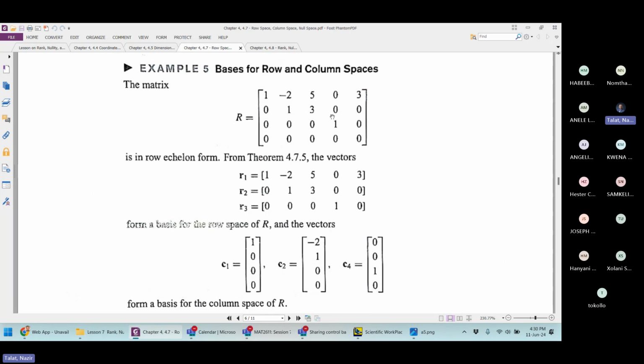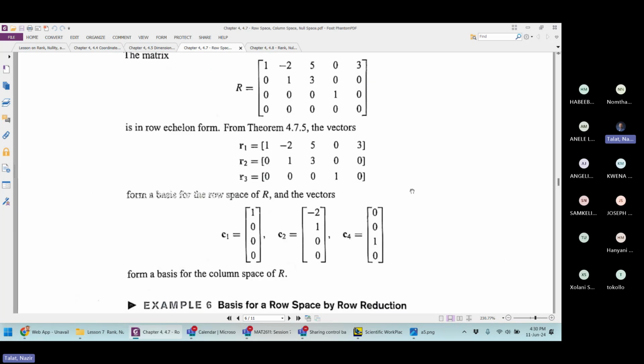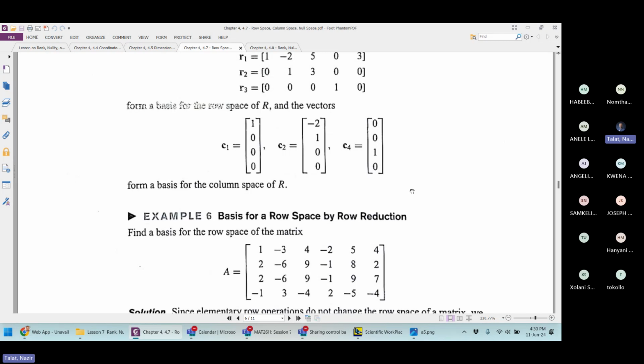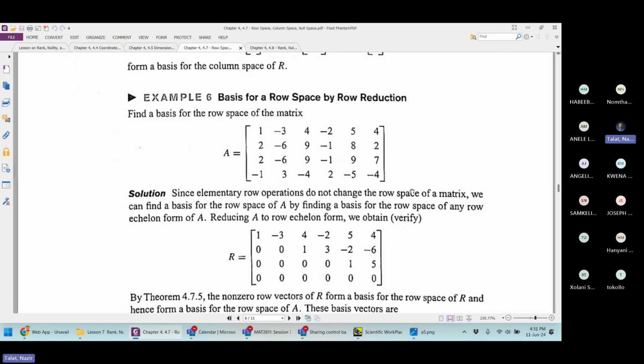Since these are independent, these three are the basis of the column space, because these three can generate the other two as well. All five can be generated with C1, C2, and C4. So these are called the basis of the row space and column space. Similarly, one can find the basis of a row space by reduced echelon form.